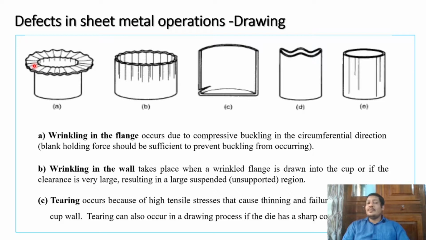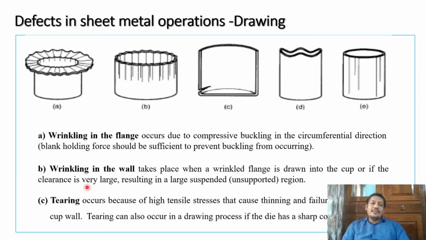Is the clamping force sufficient enough? If you vary the clamping force over there, you can see these kinds of wrinkles may occur in the flange or may occur on the walls. Here the flange is not present, so sometimes it may occur in the wall also. So wrinkling in the wall takes place when a wrinkled flange is drawn into the cup.